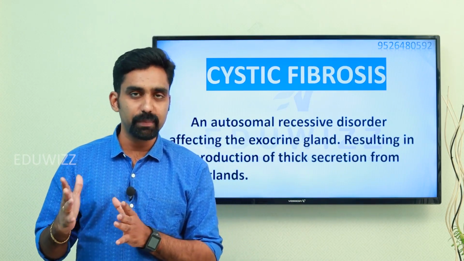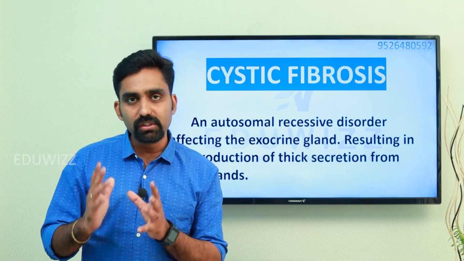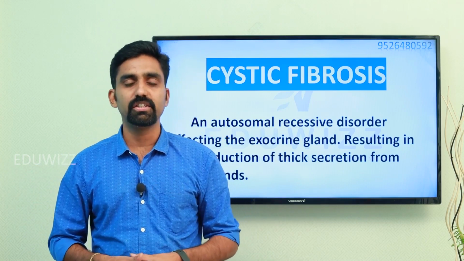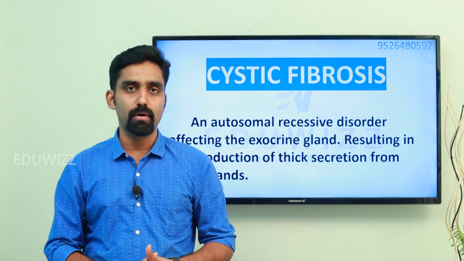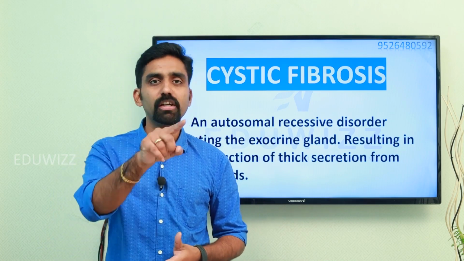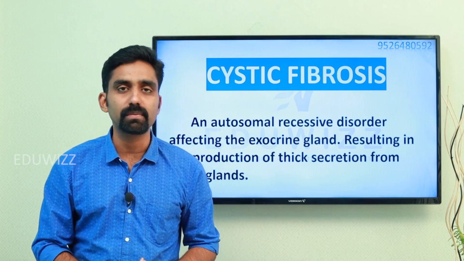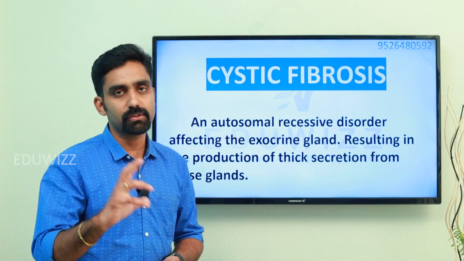Now, I hope you understood the meaning of autosomal recessive disorder. Autosomal recessive disorders are those disorders in which both the genes in any one chromosome of the autosomal chromosomes will be abnormal. Okay, so that is autosomal recessive disorder.